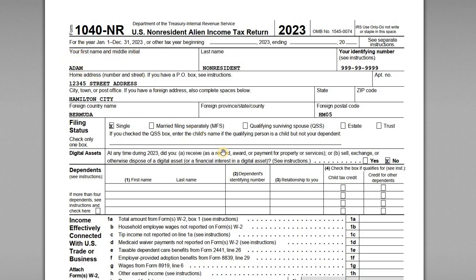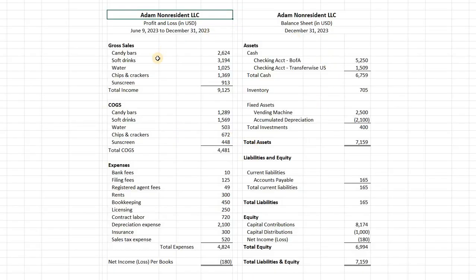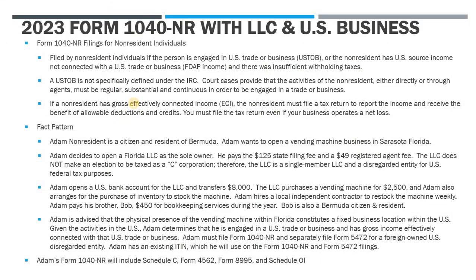So the 1040NR filing, we've got the full return here. I've also got the sample financial statements for the non-resident LLC, which we'll go through in more detail. And then I've got one slide here covering some background on 1040NR filings, and then the details on the fact pattern that we're going to be looking at.